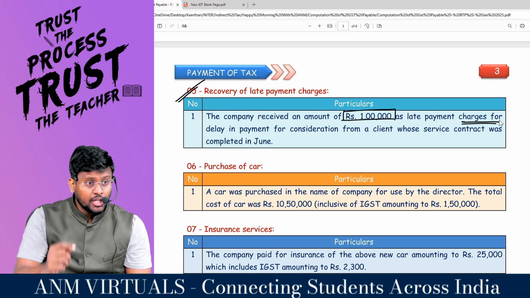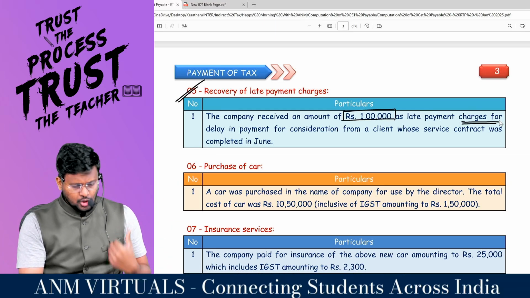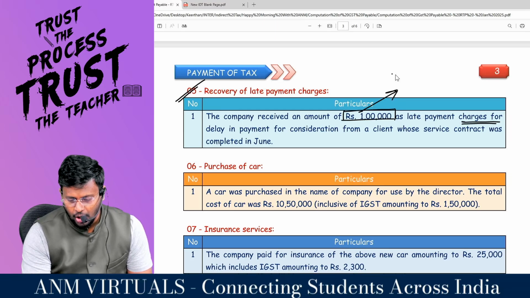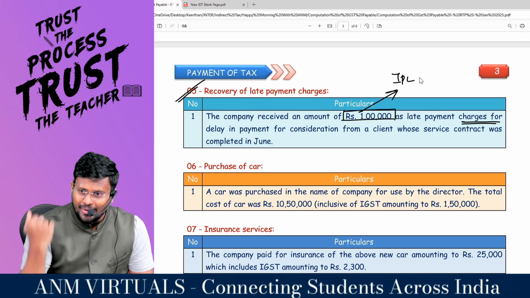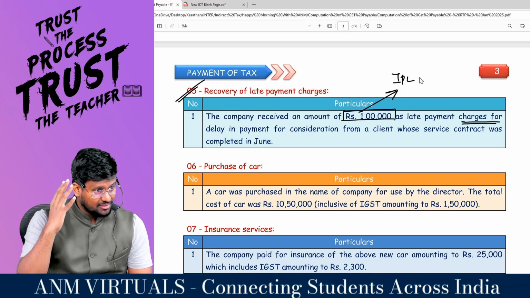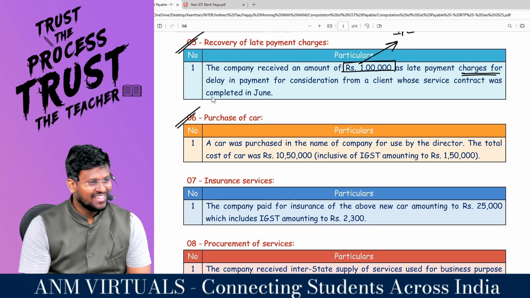So I completed in June, but till now he has not given the payment. So this 1 lakh we have collected as delay in payment of consideration. As we all know, late payment charges should be included in the value of supply. Basically, they have asked the value of supply chapter as 10 marks. Don't think like that. Immediately they are coming to ITC.